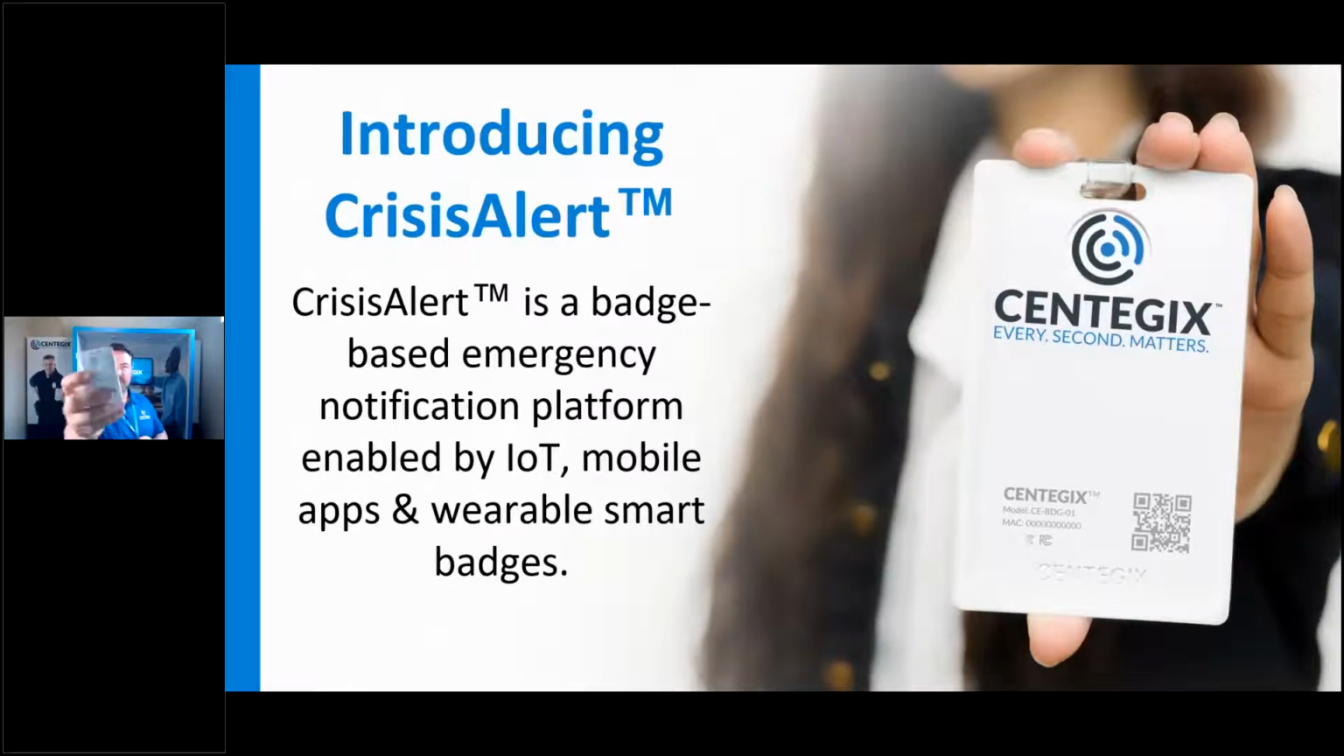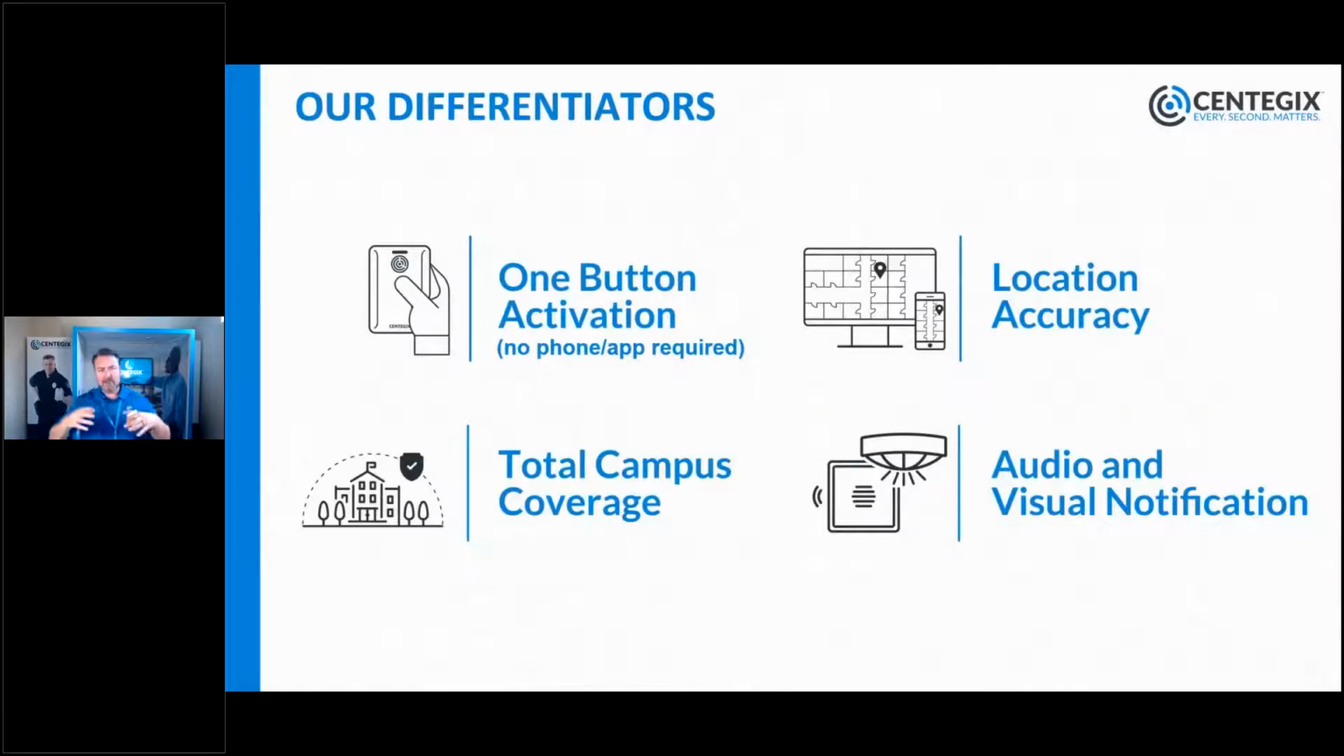It's just a couple of credit cards thick. And as you can see, there's one button on it, right? And there's four key differentiators that we talk about. One is that one button activation. So there's no phone, no app required. They don't have to install anything. As long as the staff has this badge, they can push the button and get help.